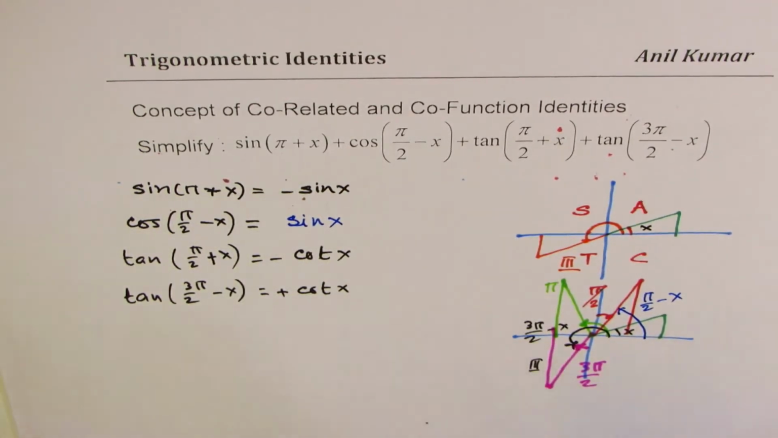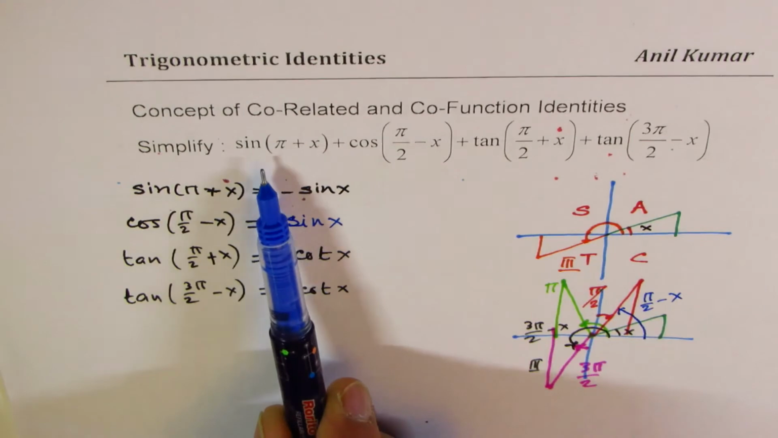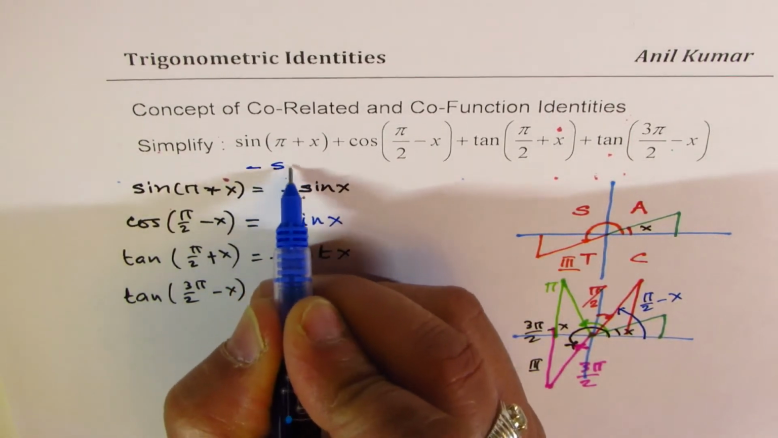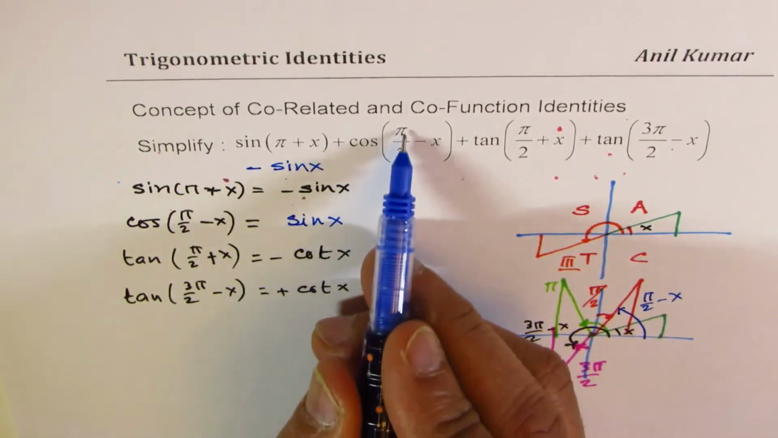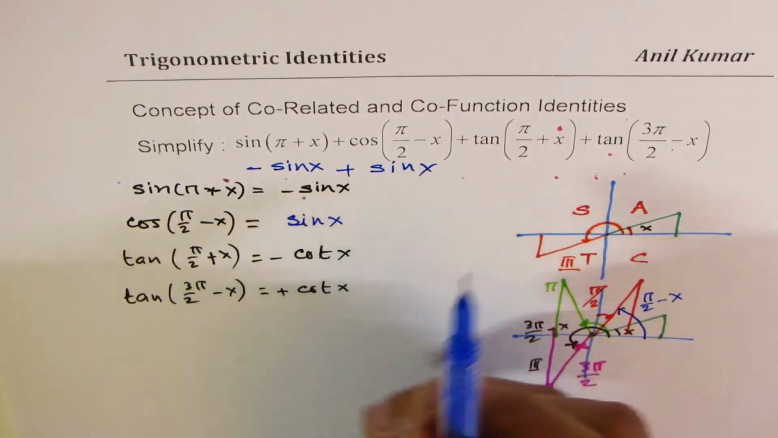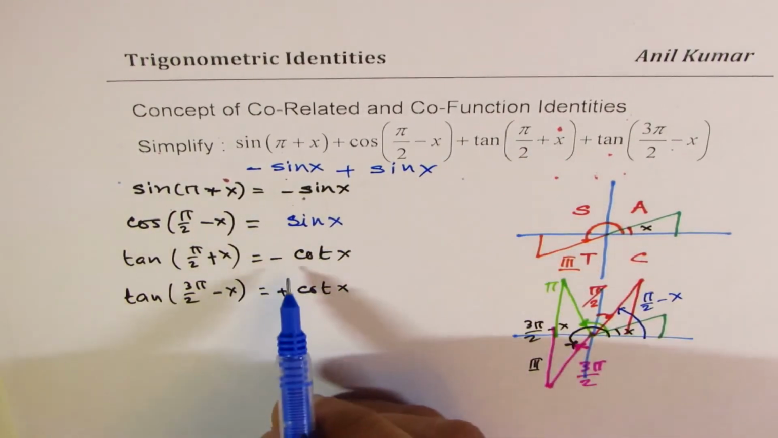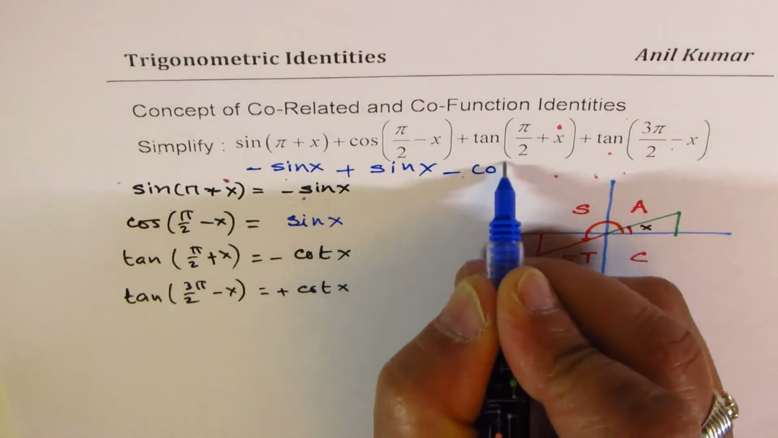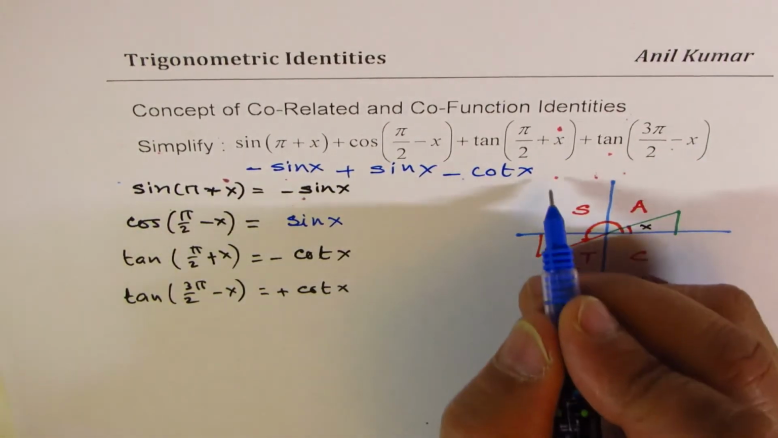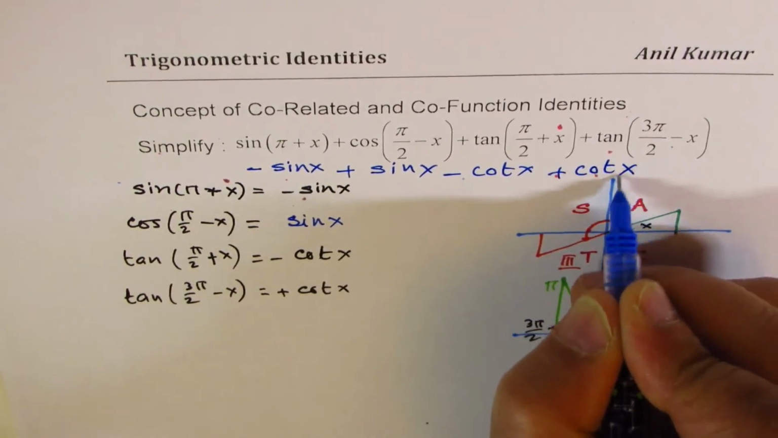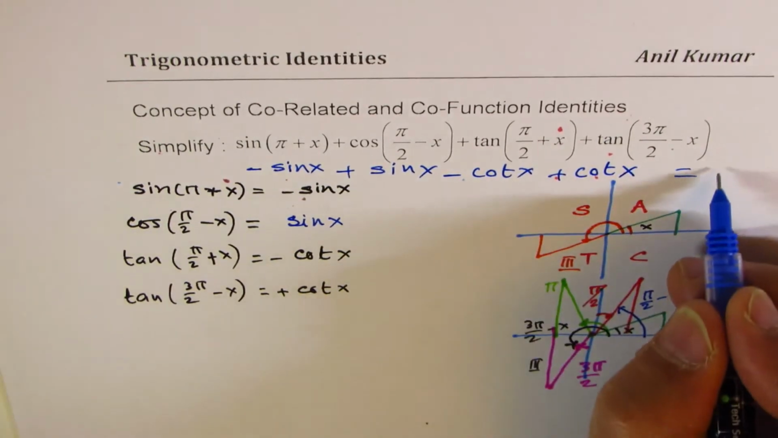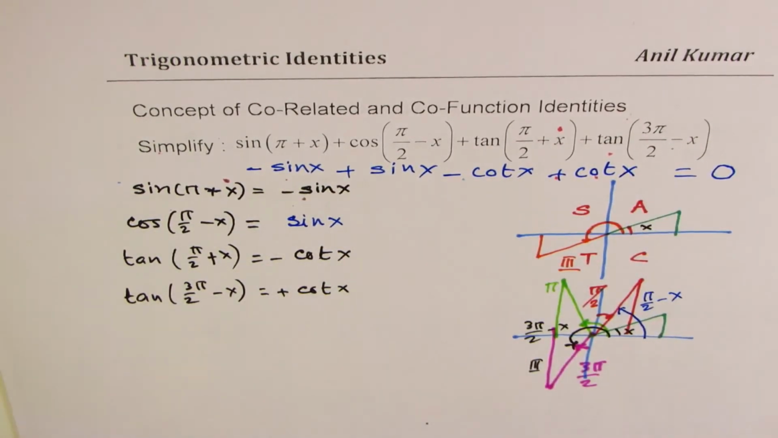So you can rewrite your expression. Sine pi plus x is minus sine x. Let me write here itself, minus sine x. Cos pi by 2 minus x is plus sine x. Okay. Tan pi by 2 plus x is minus cotangent x. And tan 3 pi by 2 minus x is plus cot x. Well, minus sine x plus sine x is 0. Minus cot x plus cot x is 0. So we get 0 as our result.